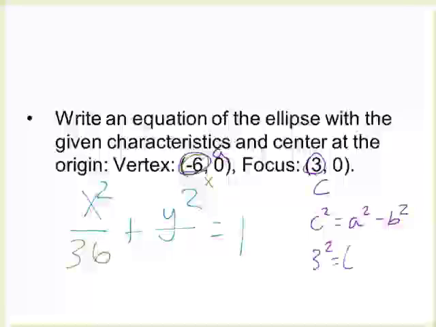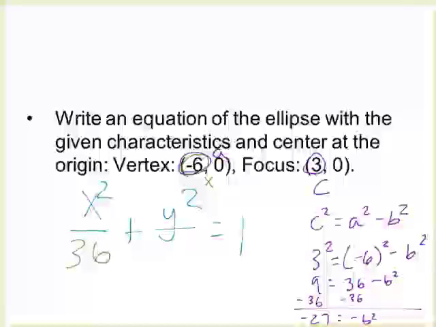3 squared equals negative 6 squared minus b squared. So 9 equals 36 minus b squared. Subtract 36. You get negative 27 is negative b squared. So that means b squared is 27. And that's what goes in the equation. We don't need to find b because in the equation we want everything to be squared anyway.